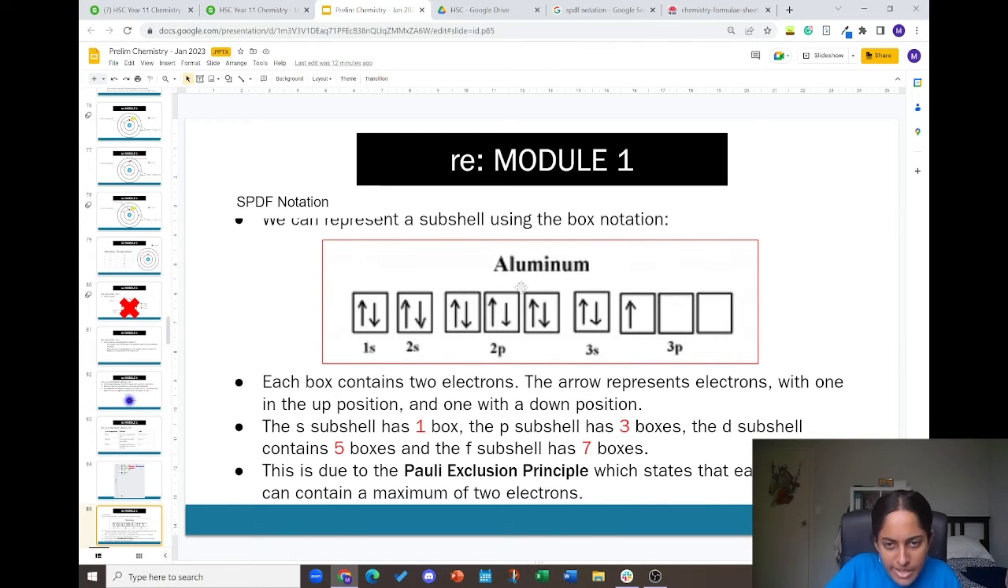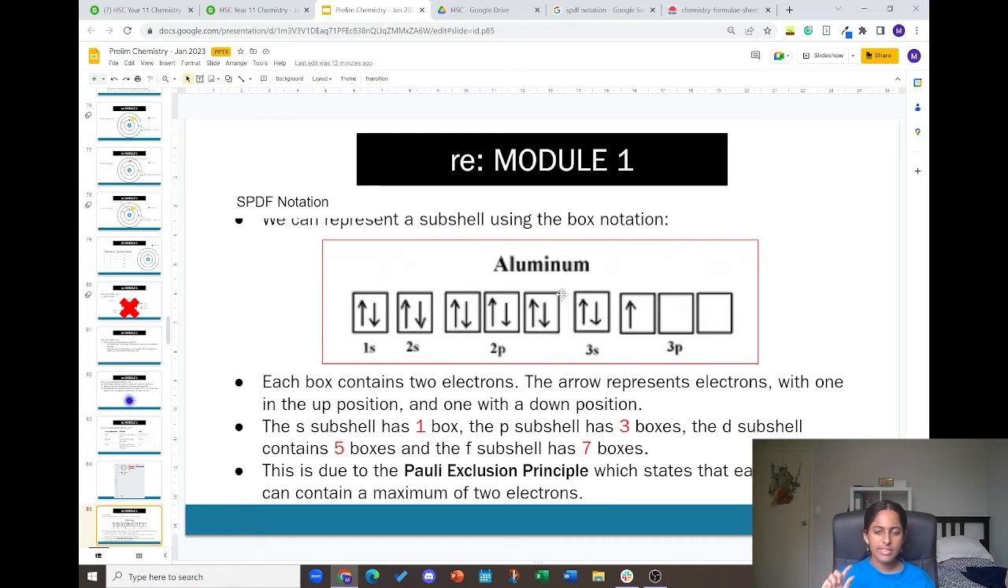What happens here is that you just have to represent each arrow as an electron. You can see here that in box notation, you have the different subshells: 1s, 2s, 2p, 3s, and 3p. You just keep on filling these subshells, these orbitals, these boxes up, until you reach whatever subshell you're reaching. And you can see over here that within the different subshells, you have a different set of boxes.